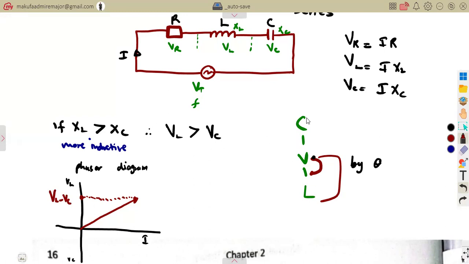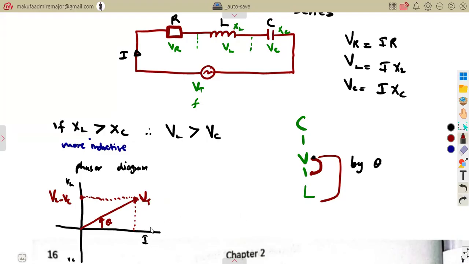Remember, you're considering it to be more inductive, so it must be on top. The voltage leads the current by a certain angle theta. So that is the consideration. At this point, this value is the difference between VL and VC. Then the value you're going to have for the total voltage, our VT, is the total current times the impedance.